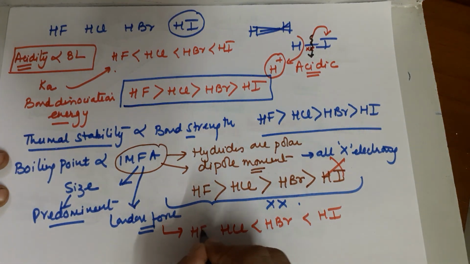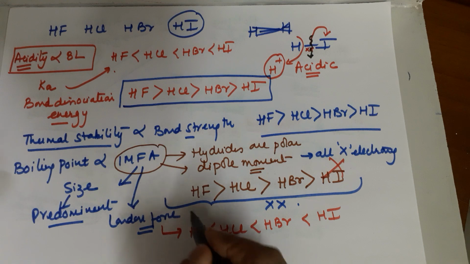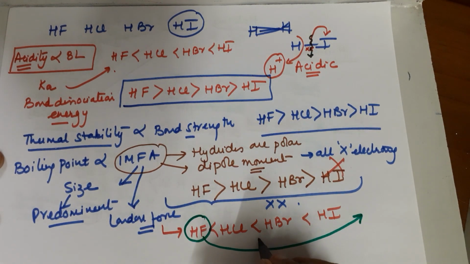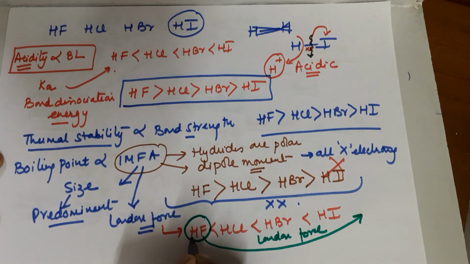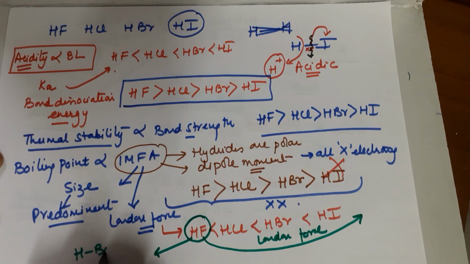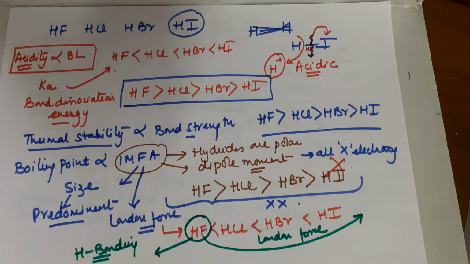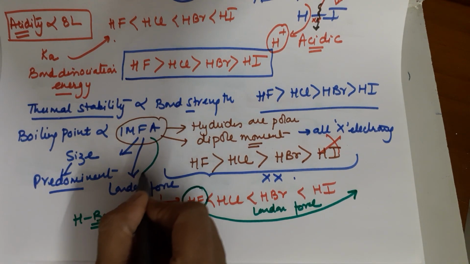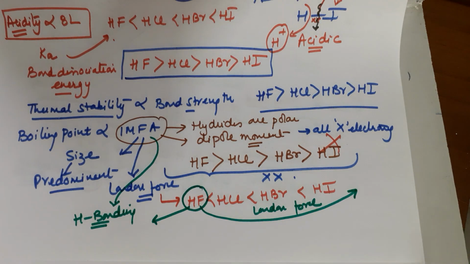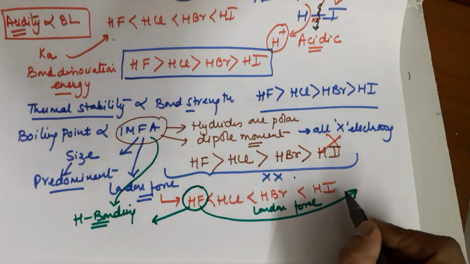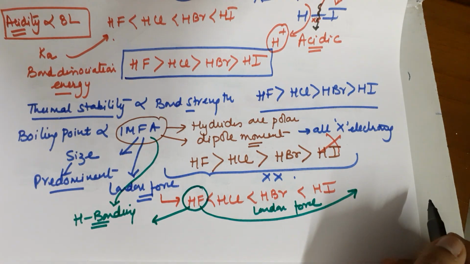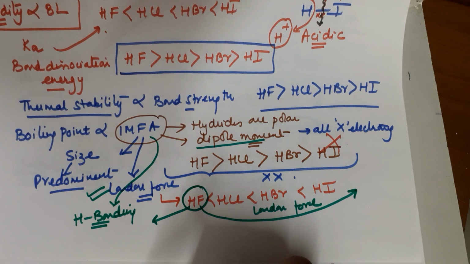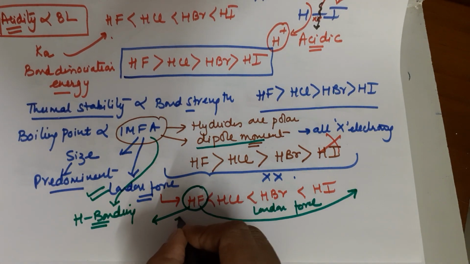But the surprise factor is that for HF, the boiling point becomes the highest. Why so? The reason is, in case of these, we talk about London force. But when we are at HF, we talk about hydrogen bonding. We have the strongest hydrogen bonding between HF molecules. Therefore, the intermolecular force of attraction in case of HF is hydrogen bonding. Hence, the order of boiling point becomes this, where HF has the highest boiling point of all. Please do not be confused. Do not take dipole moment when we talk about the boiling point. You have to take the London force always and hydrogen bonding for the first member. So, this becomes exceptional.